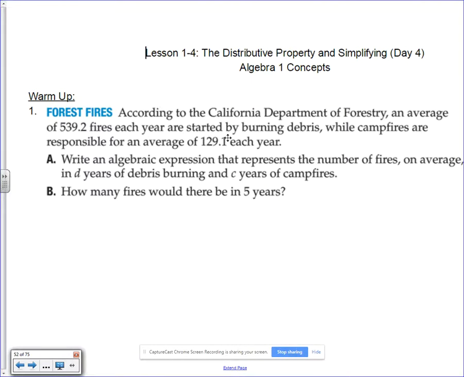Are started by burning debris, while campfires are responsible for an average of 129.1 each year. It says, write an algebraic expression that represents the number of fires on average in D years of debris burning and C years of campfires. You guys see the variables we're supposed to use? Yes? So how do I use them to tell me a total number of fires for the year?